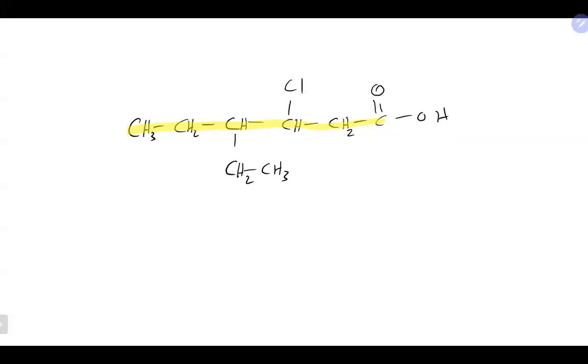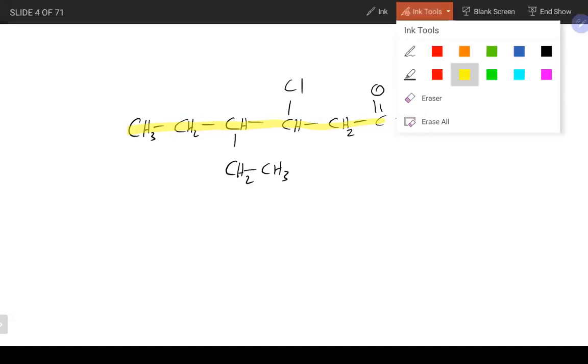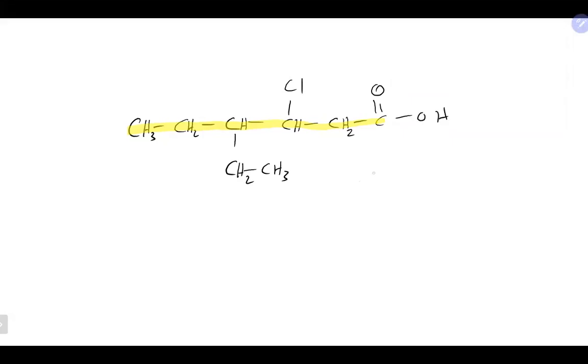So going straight is going to give us 6. 1, 2, 3, 4, 5, 6. 6 is based off of hexane. So we're going to drop the E and this will become hexanoic acid. Once again, because this group has to be at the end, we do not need to give a number like 1-hexanoic acid or anything like that. But in terms of numbering, as we talked about, it does need to be number 1.